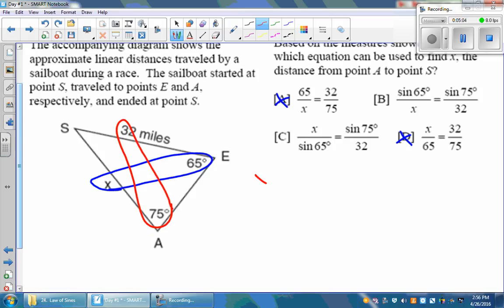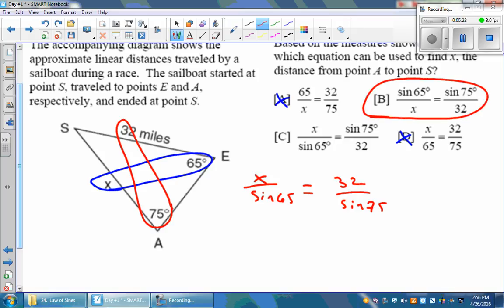So I'm going to say that x over the sine of 65 is going to be equal to 32 over the sine of 75. Once I have that proportion set up, I can look at my choices, figure out which one it is. Although it's not exactly the same, it's flipped upside down, the appropriate answer is going to be letter B.